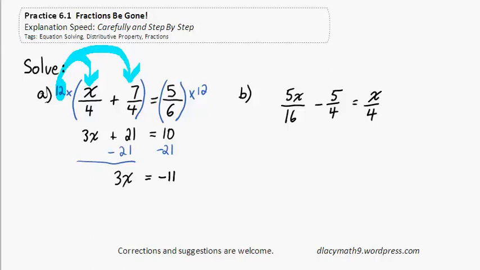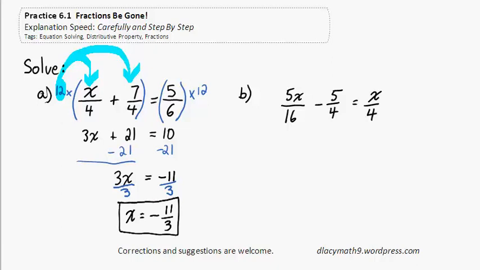I'm very close to the answer now. I will make a coefficient of 1 in front of the x by dividing through by 3, and that will leave me with x is equal to negative 11 over 3. And that's the answer to the first one. Let's try again with the next one.